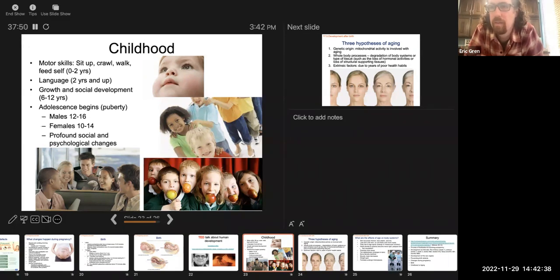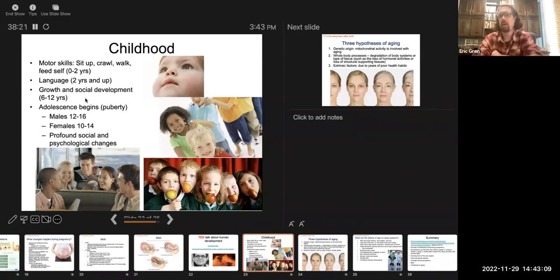Each kid is a little bit different. They're starting to babble. They're starting to experiment with mimicking the sounds that the other people around them are making. So they're developing their language skills, starting at about 2 years and then continuing from there. Obviously, there's pretty substantial physical growth that's happening from about 6 to 12 years. You go through kind of a growth spurt there, and social development as well.